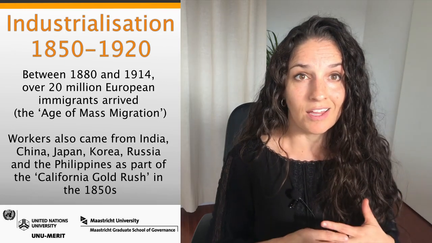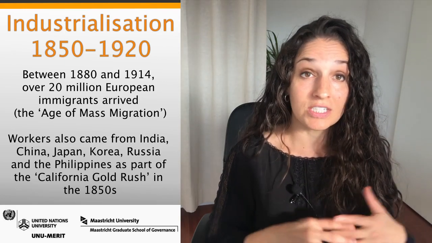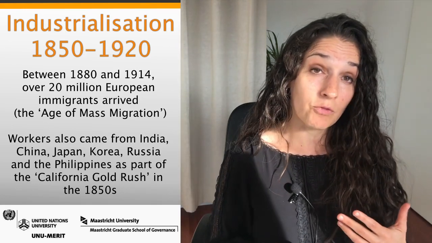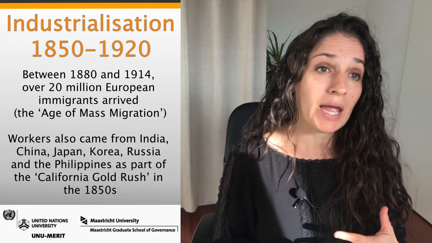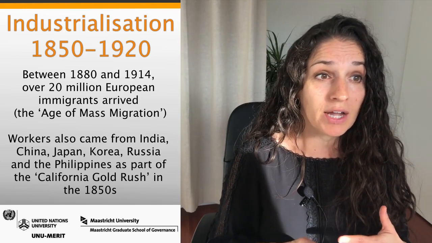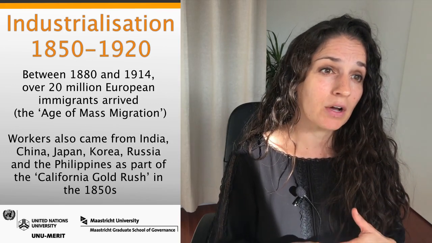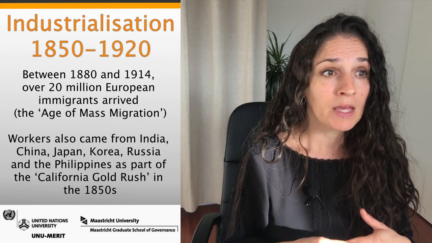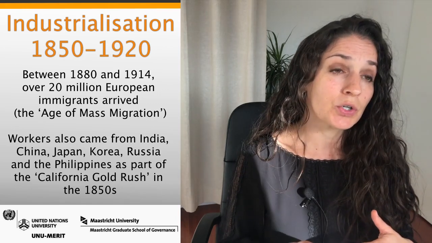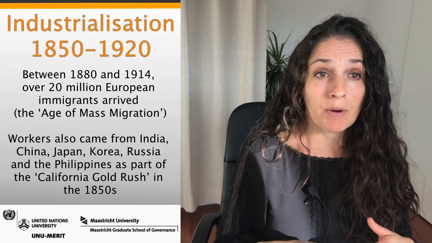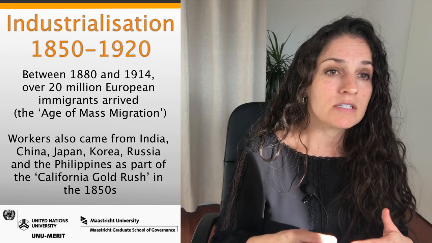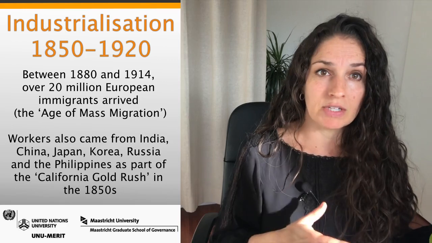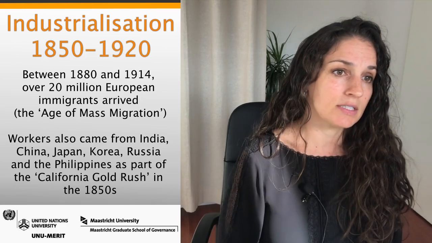We also started to see an expansion of different types of immigrants, or people coming from different countries. We saw workers come from India, China, Japan, Korea, Russia, and the Philippines. This was often as part of the California gold rush at that time, especially in the 1850s. But they also mostly came as contract workers on government schemes and private contract laborers, and sometimes as merchants or as family members of existing migrants already in the United States.